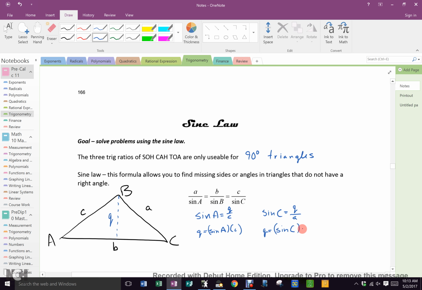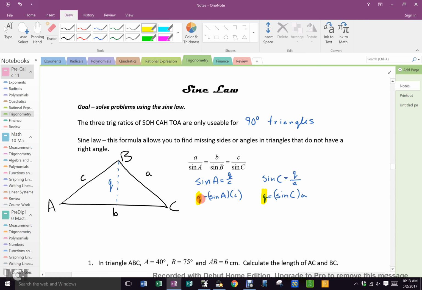Sine C times A. Is everybody cool there? All right. Now, what do you notice about that and that? They're both Q, aren't they? So what does that tell us? If that equals Q and that equals Q, what does that tell us about sine A C and sine C A? They are equal, correct? Everyone agree? Right?